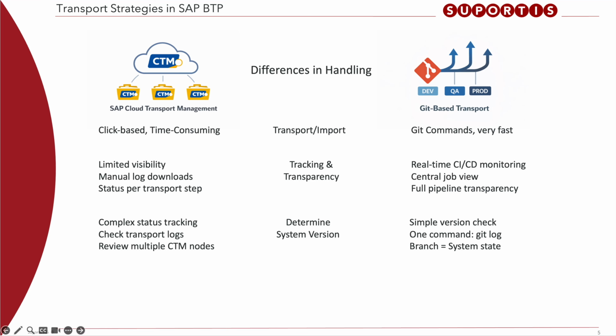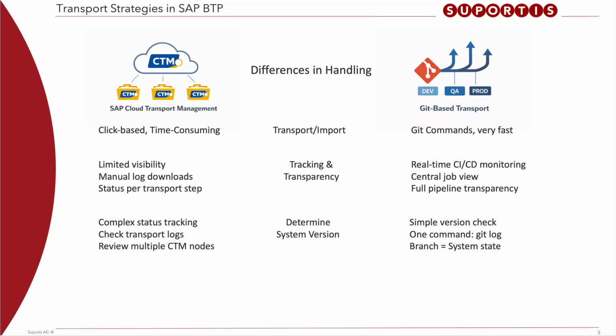On the right side, we have Git-based transport. The process is command-driven. With only a few Git commands, add, commit, push, we can trigger the complete transport flow. No clicking through landscapes, no waiting for manual approvals in tools. The pipeline runs automatically and deploys to the target system. This makes the process faster and more streamlined.